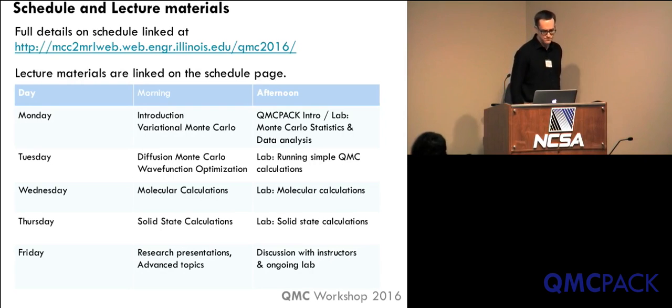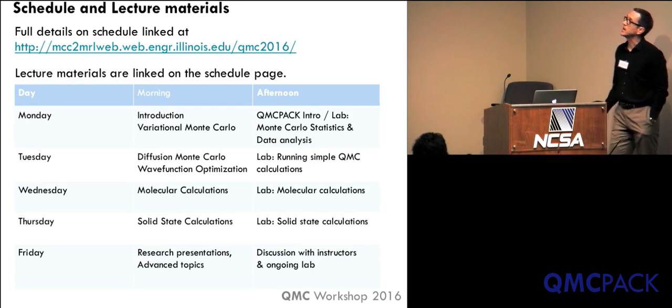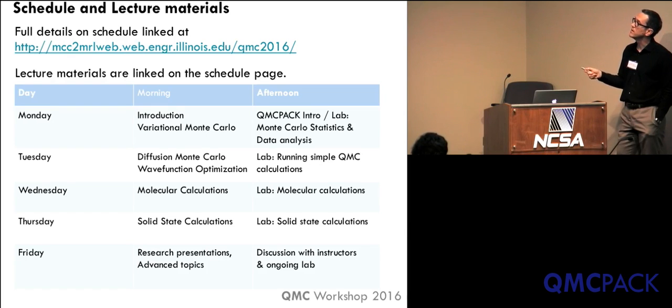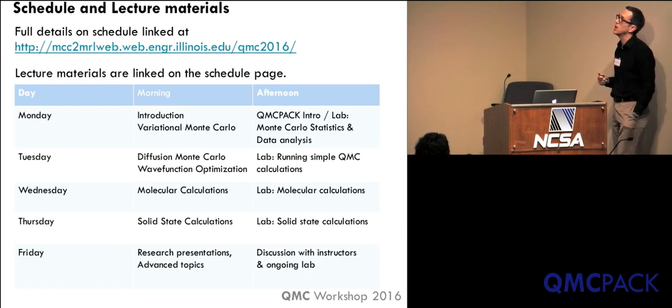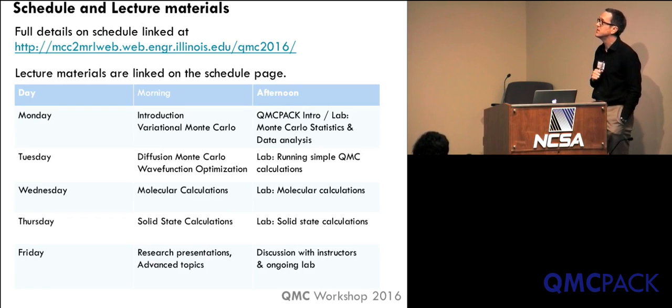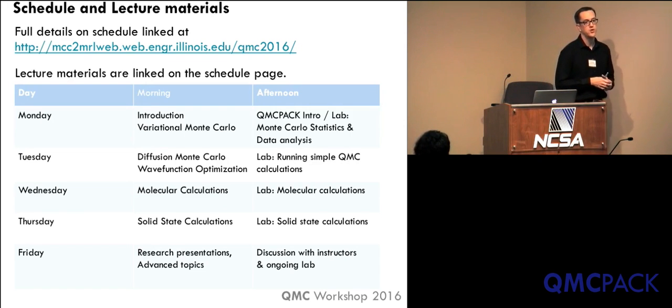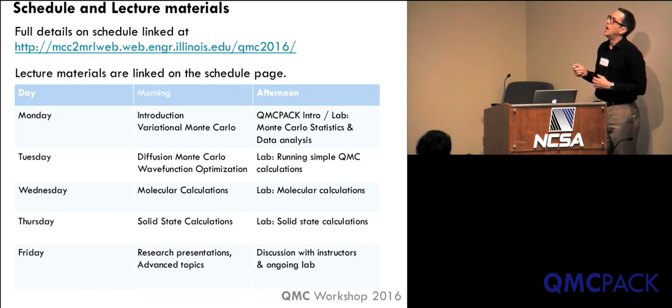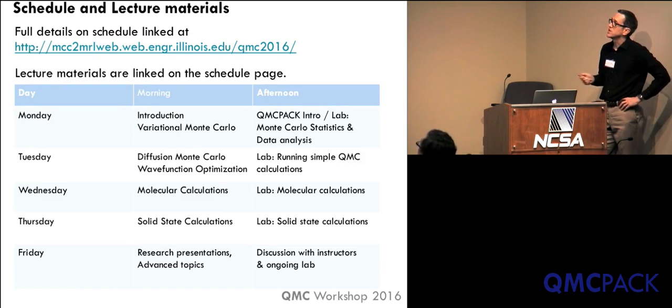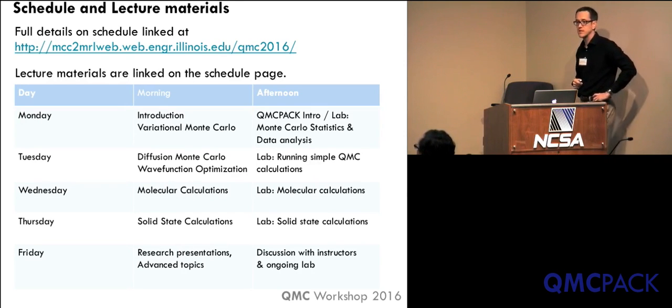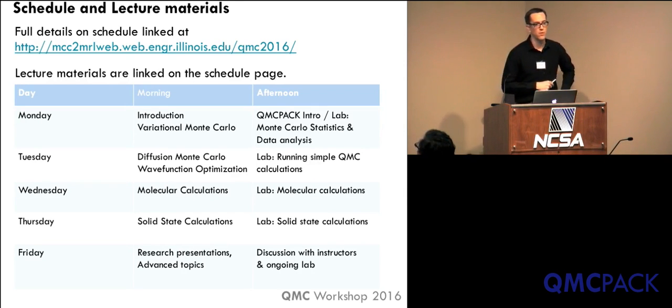So I'm nearly done. What is the arrangement of the week? Well, we're going to start with introductions to statistical methods and variational Monte Carlo. This afternoon, we're going to have our first lab, where we're going to learn about logging in to the Argonne machines, and we're going to begin doing the statistical analysis, which is essential to this Monte Carlo method. Then we're going to get up to speed learning about diffusion Monte Carlo and wave function optimization, and on Tuesday start running simple QMC calculations.